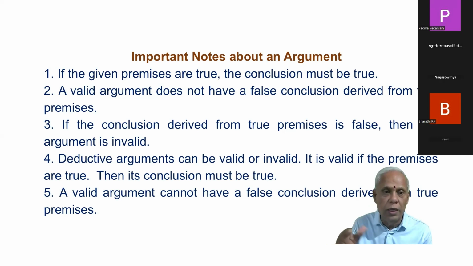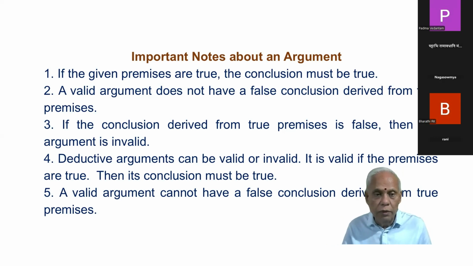We studied valid arguments and invalid arguments. We have seen the rule that when the given premises are true, the conclusion must be true. Here, what we are saying is that the given premises are true but the conclusion is false. That means the argument is invalid. Deductive arguments can be valid or invalid. It is valid if the premises are true, then its conclusion must be true.